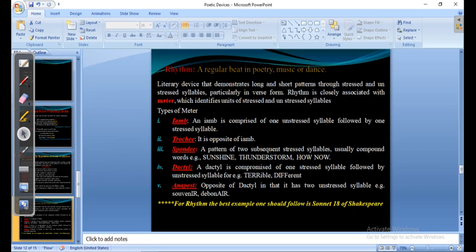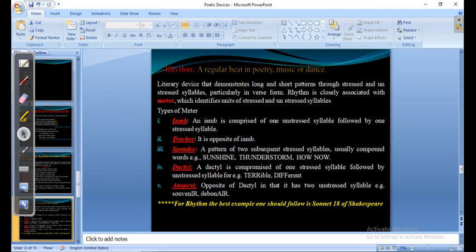Spondee, in some words I have put it in, it is a compound word. Sunshine, thunderstorm, how now. What does this mean? A pattern of two subsequent stressed syllables, usually compound words. Stress is given on compound words. Sunshine, thunderstorm.